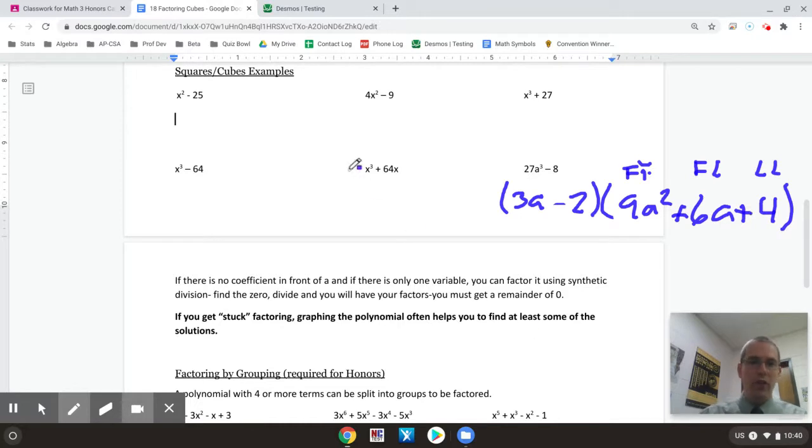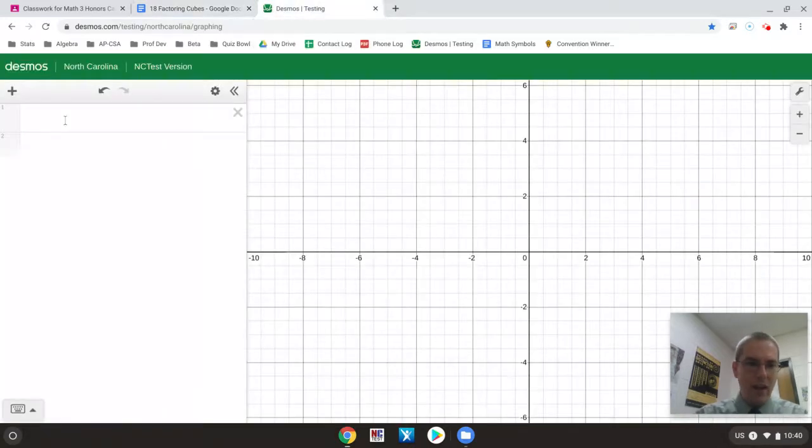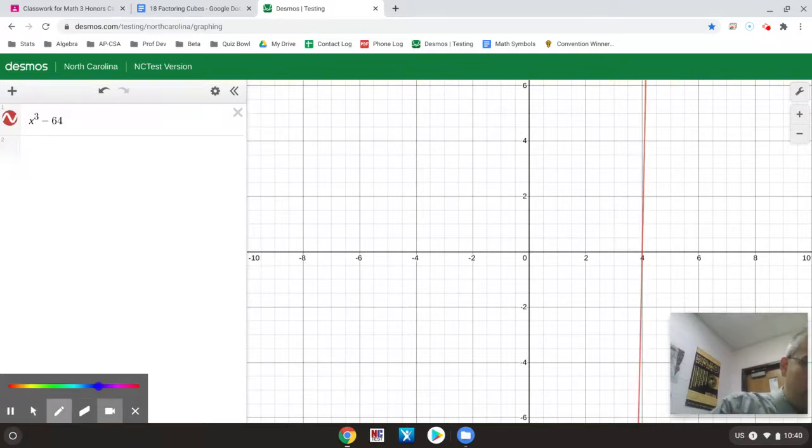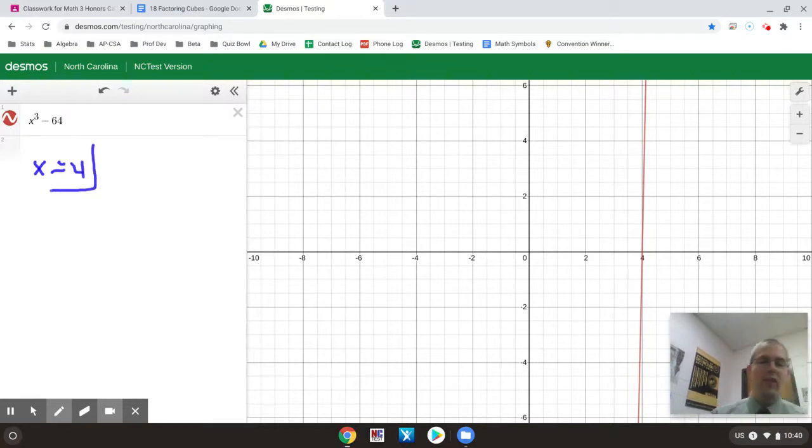Now we're talking about how we could use Desmos and synthetic division to factor, and I'm going to work one or two examples like that. If I have an x to the third minus 64, I can tell from this that I have an x-intercept of 4. So that means one of my solutions of this graph is x equals 4. And I could always divide that out using synthetic division to check and see what one of my factors was of x cubed minus 64. Break it down into smaller pieces.